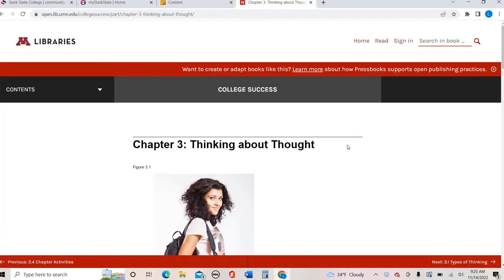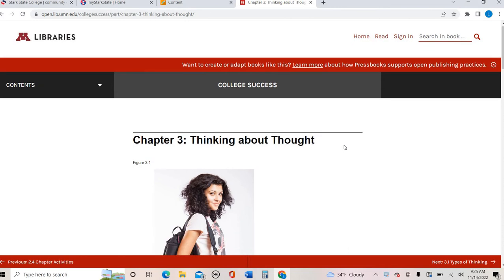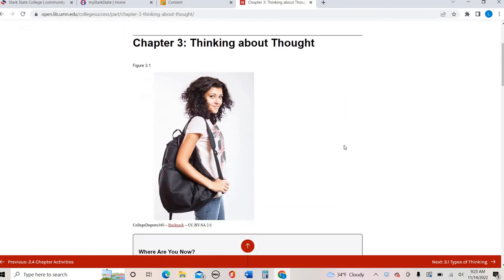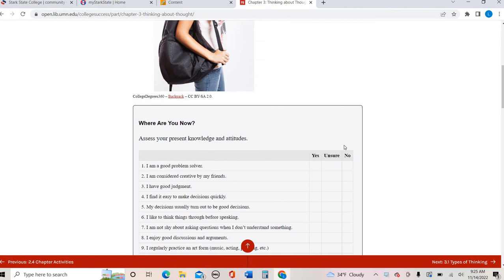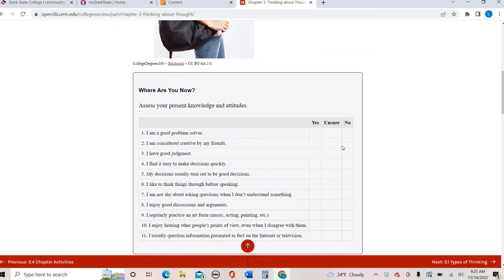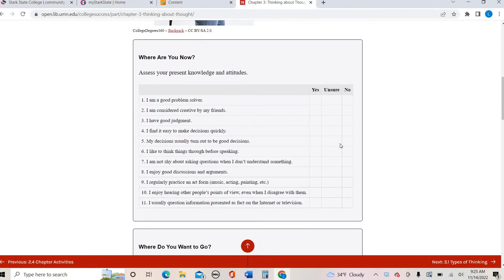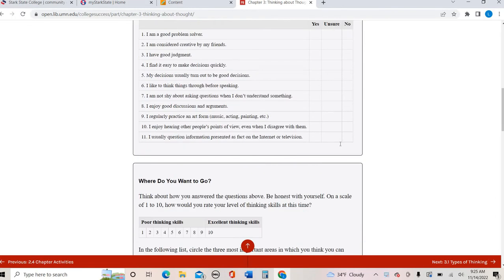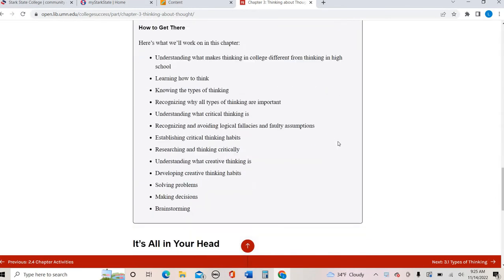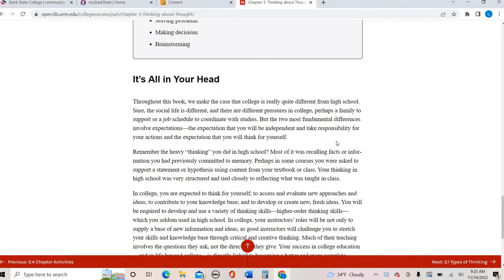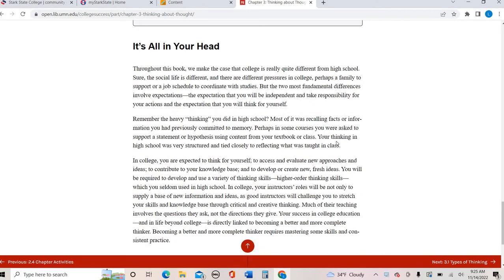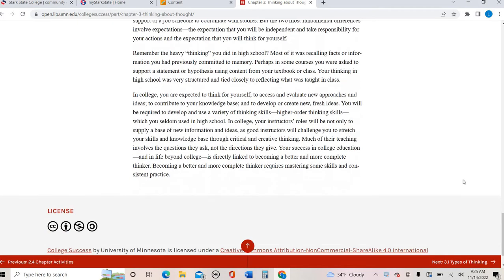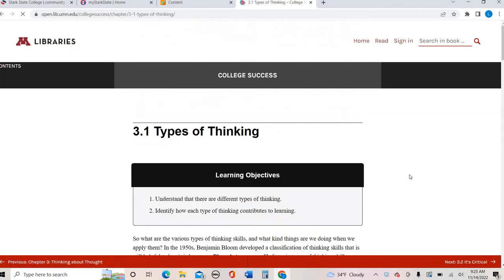So Chapter 3 is all about different types of thought. So we're just going to use the textbook to go through here. As always, at the beginning of the chapter, there is a self-assessment just to see where you are now, your attitude and knowledge toward different types of thinking, and then your goal setting as well. Throughout this chapter, it talks about creative thinking, critical thinking, problem solving. All these different types of cognitive processes that as a college student, person in general, needs to be aware of and utilize in different types of situations.